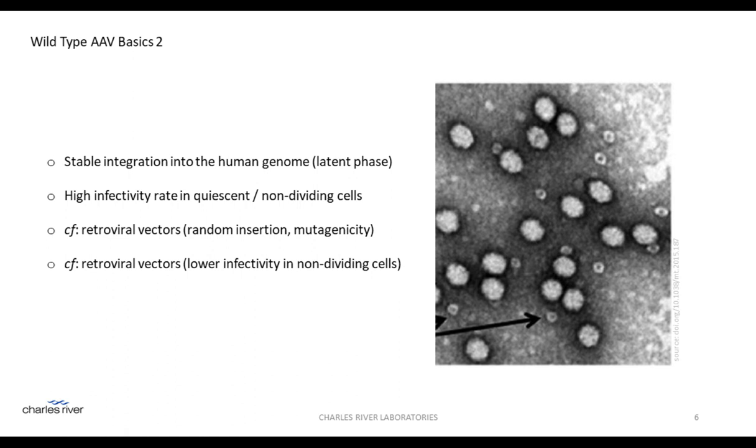The apparent lack of pathogenicity in the wild type was a main advantage that would be leveraged in the development of recombinant AAV in gene therapy. Other advantages are related to the infection cycle of the wild type. For example, in the latent phase, AAV integrates itself stably into the human genome at only a single specific chromosomal site. And secondly, AAV has a good infectivity rate with quiescent or non-dividing cells. These advantages are in contrast to retroviruses, which may present a random insertion and mutagenicity risk, and are generally less effective in non-dividing cells.